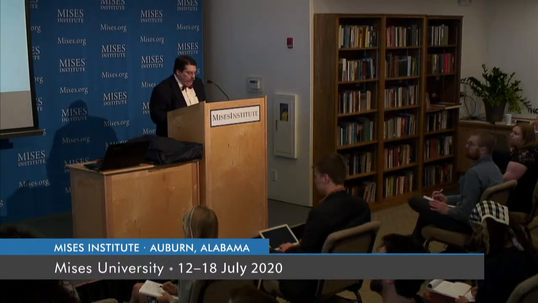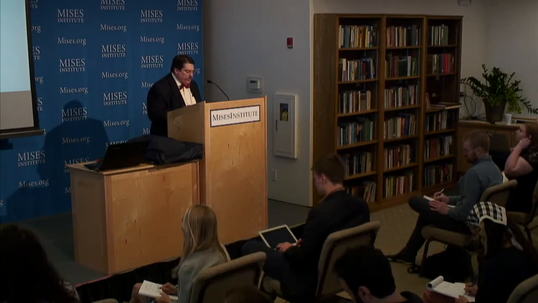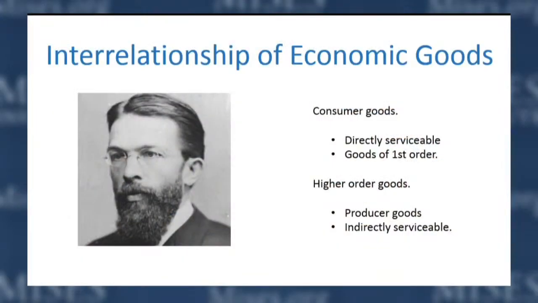The idea of Austrian capital theory and the production structure is rooted in Carl Menger's exposition of the interrelationship of economic goods, found in his Principles of Economics. He distinguishes between two types of goods: consumer goods, or goods of the first order, and higher order goods. Consumer goods, by definition, are those goods that are directly serviceable, things that themselves directly satisfy us.